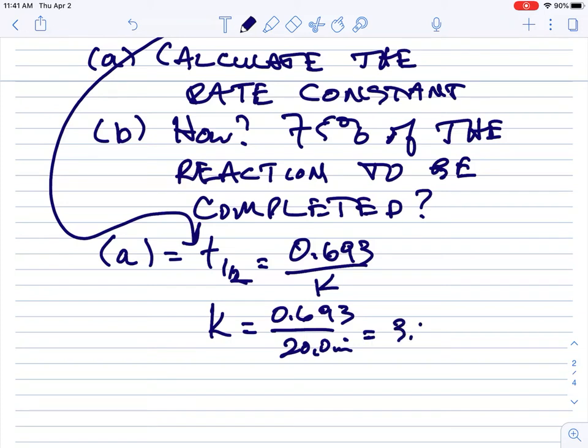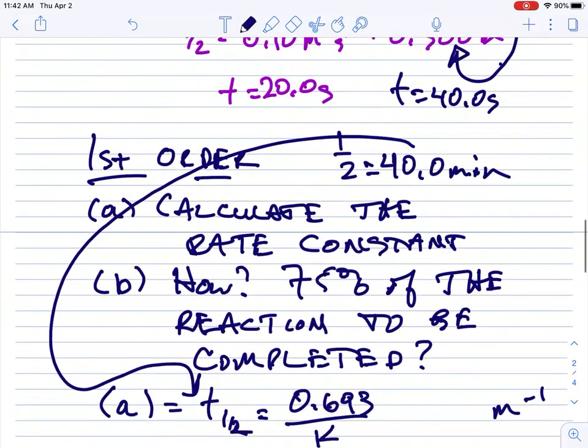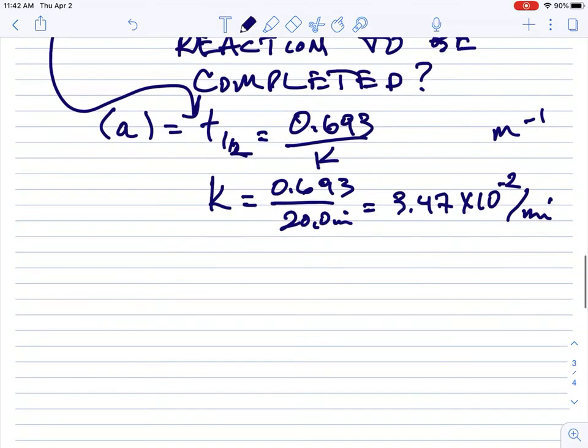So I get 3.47 times 10 to the minus seconds over minutes. You could also write that as minutes to the negative 1. Now, if you're really hardcore and you want to do this in seconds, you can. I don't recommend it. It's the same math. You're just going to get a much smaller value for K. And since they already gave you this value in minutes, just roll with it. It doesn't have to be in seconds.